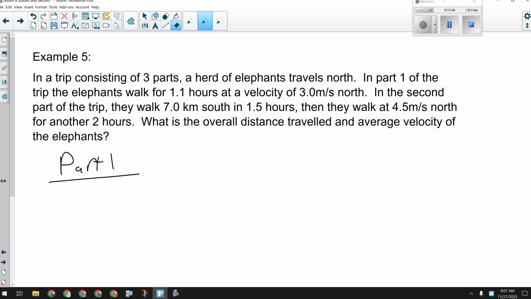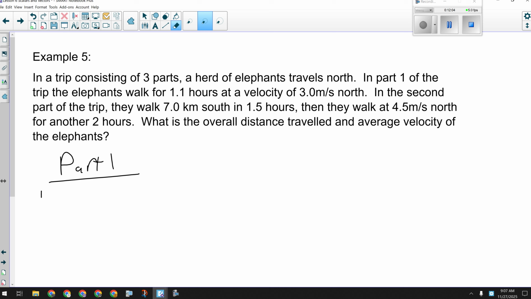My velocity is in meters per second. My time should probably be in seconds. Needs to match, okay? All my units have to match when I'm gonna start doing math. I can't divide meters per second by hours. That's like dividing apples by oranges. I don't know what I get in that situation. The units have to be the same.